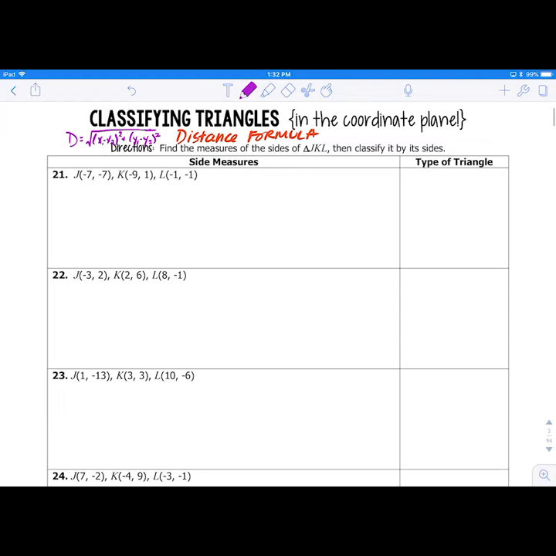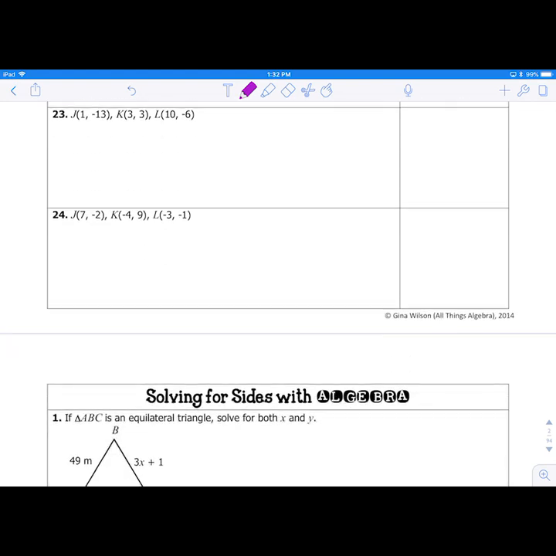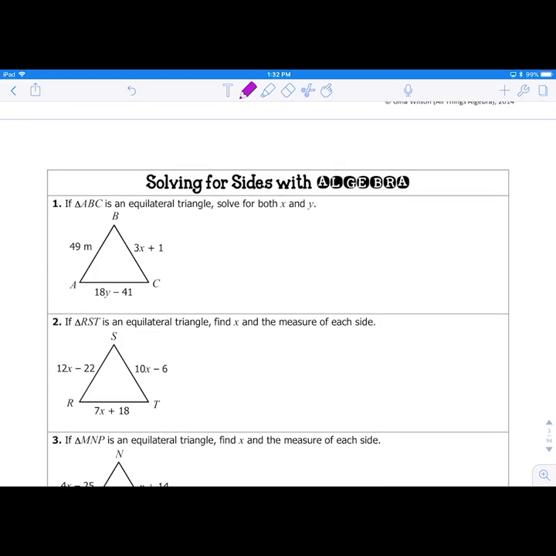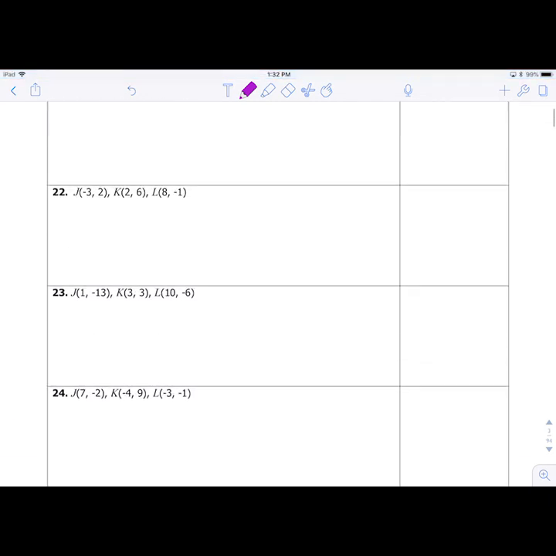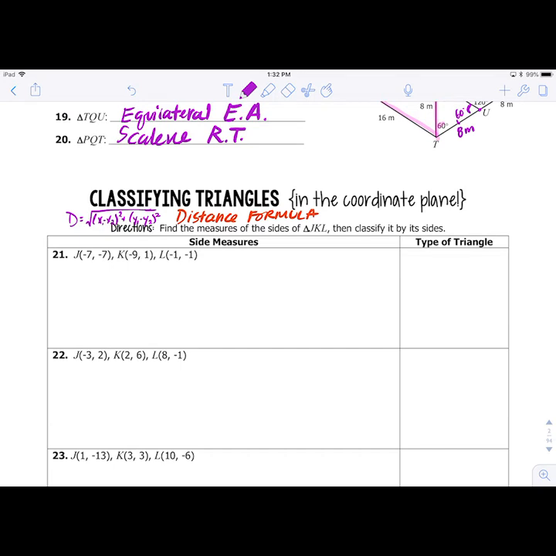Alright guys, so now we're back with part 2 of the classifying triangles notes. We're going to work on more mathy type problems. We're going to work on classifying triangles in the coordinate plane. Then we're going to move on to solving for sides with algebra. Well, actually both of these types of problems are very huge EOC type problems, okay? Especially this distance formula one.